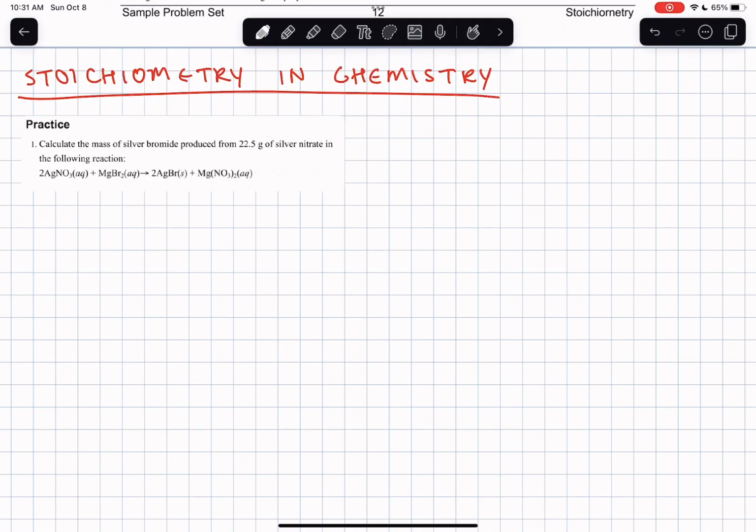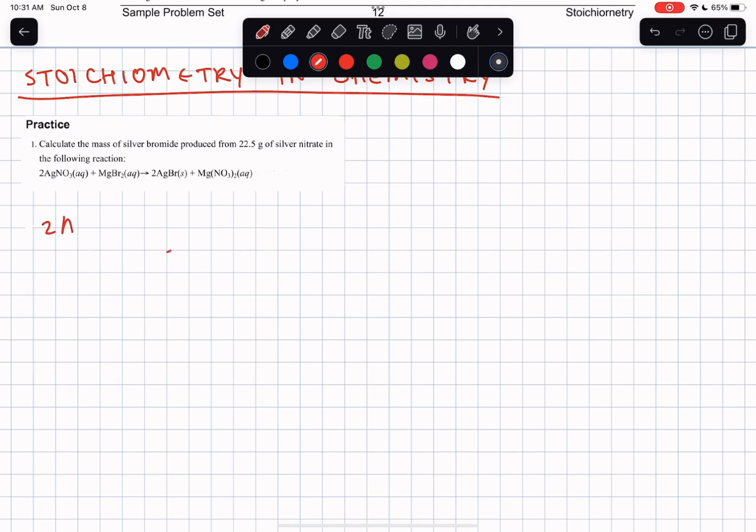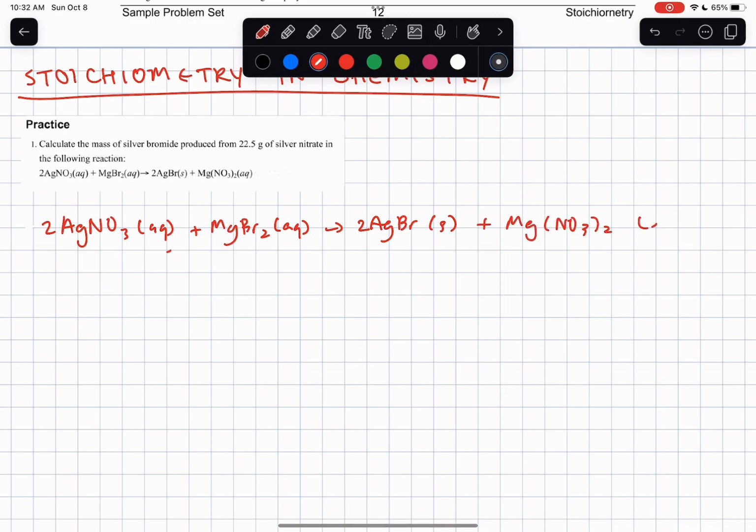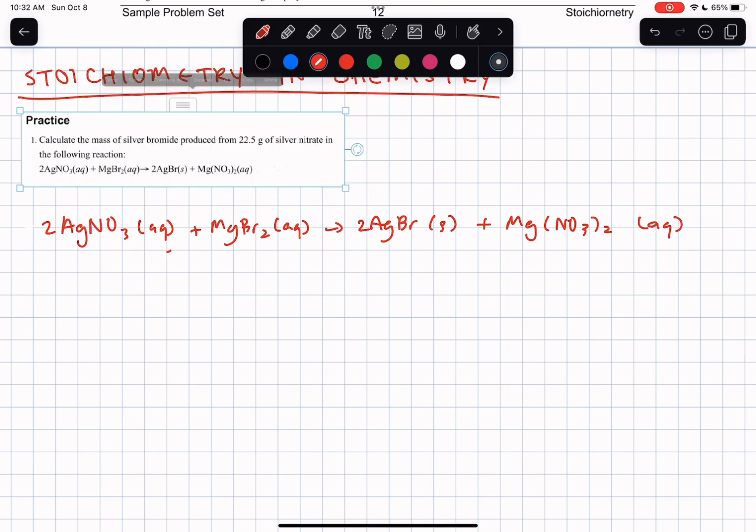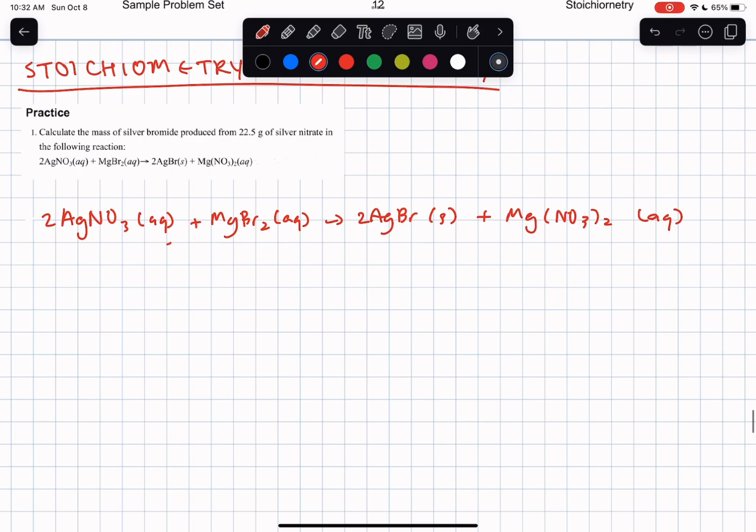Okay, let's try another problem. So we're given this equation and it says calculate the mass of silver bromide produced from 22.5 grams of silver nitrate in the following reaction. So let's write down this equation again. So 2AgNO3 aqueous plus MgBr2 aqueous gives 2AgBr solid plus Mg(NO3)2 aqueous.